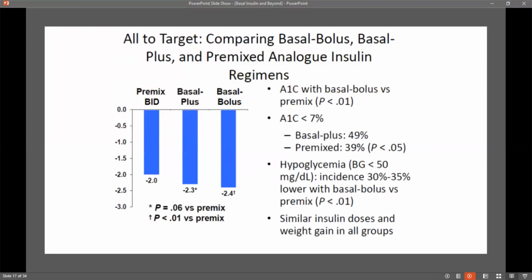So if we have no other option and the patient either cannot afford it or cannot take 3 injections and is okay with taking 2 injections, then we should use it. But if the patient can truly take 3 or more injections, then we should try and use basal insulin plus a true bolus insulin because of the better A1C reductions and less hypoglycemia than with the other insulins.